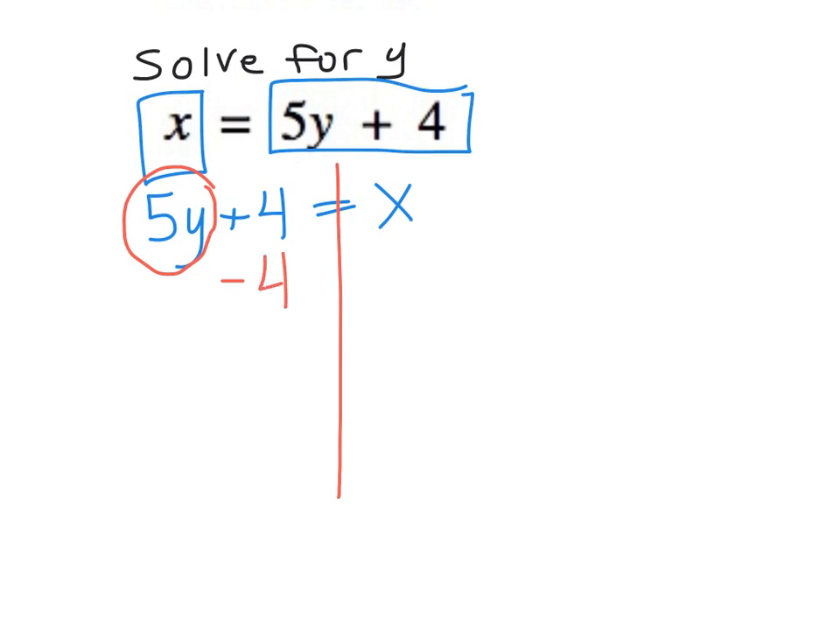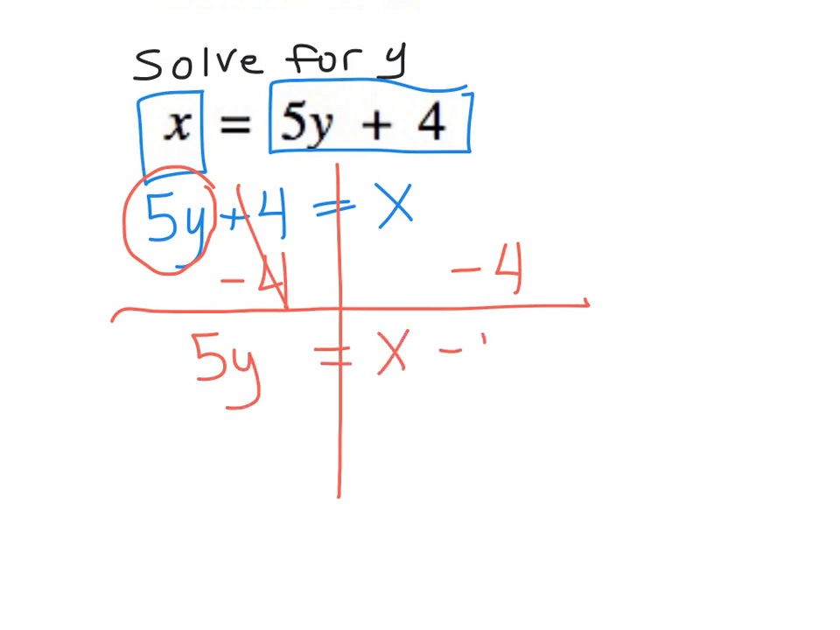And on the right side, the 4 is not a like term to the x because the 4 doesn't have an x with it. So it's going to be put over, not underneath it, but over to the side. My 4's cancel out, and I have 5y equals x minus 4.